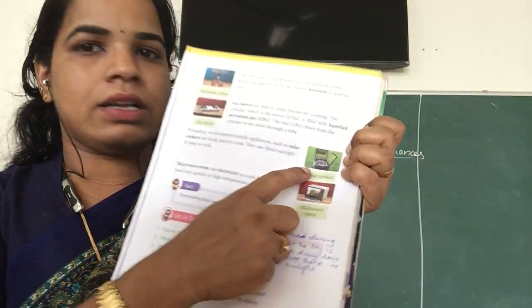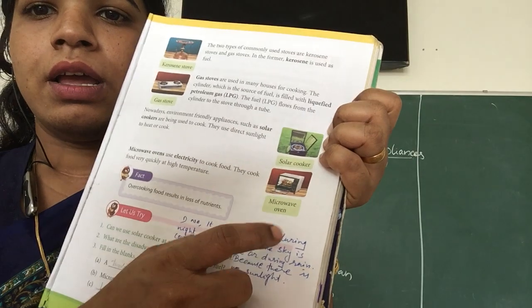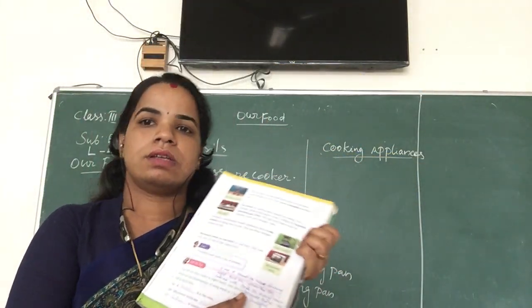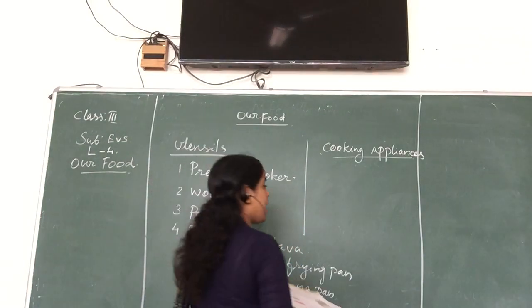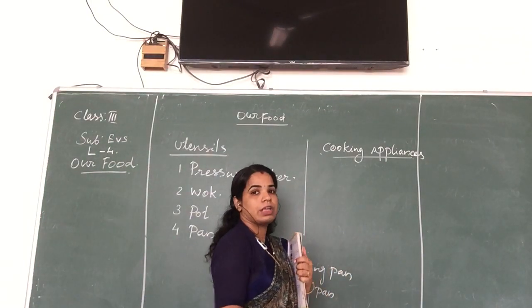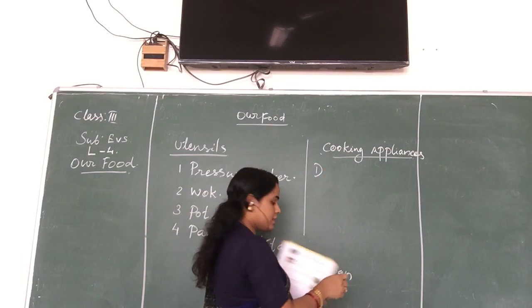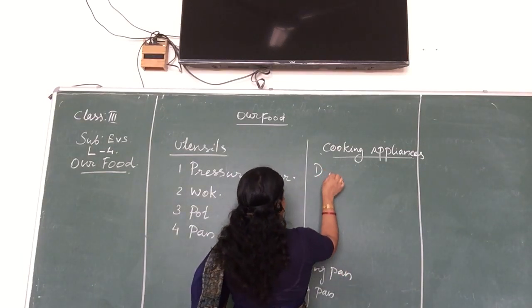The next one is the solar cooker. The next one is a microwave oven. Like this, electronic and non-electronic appliances are used to cook food. First one is a chula. Did you see the chula?